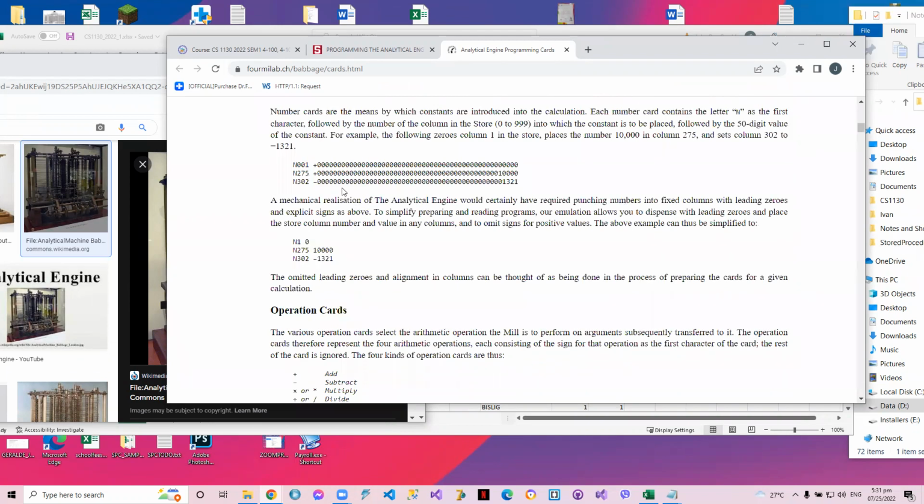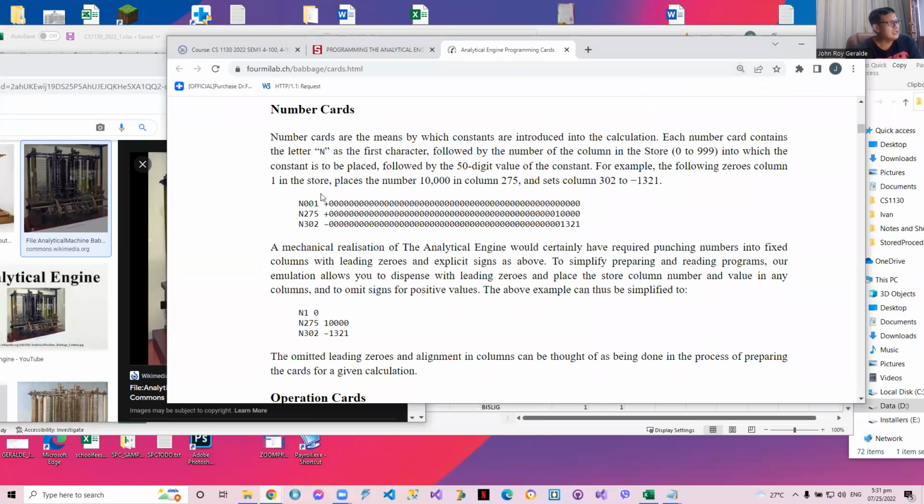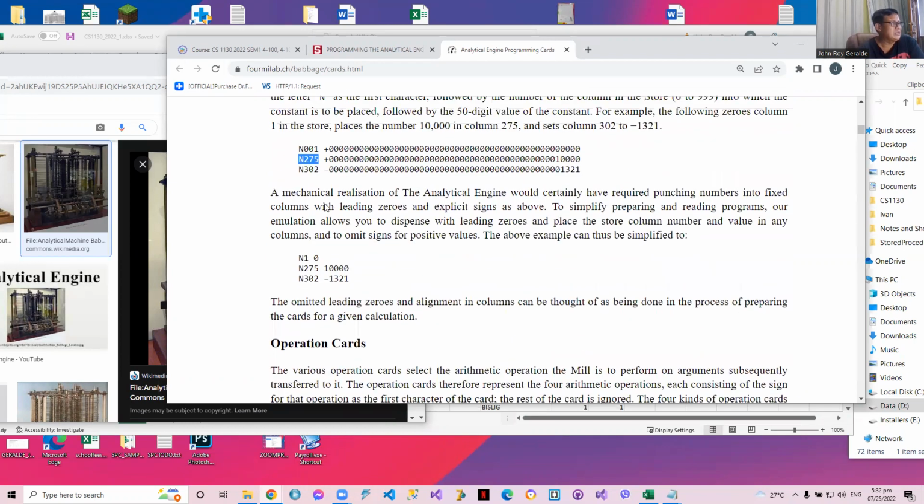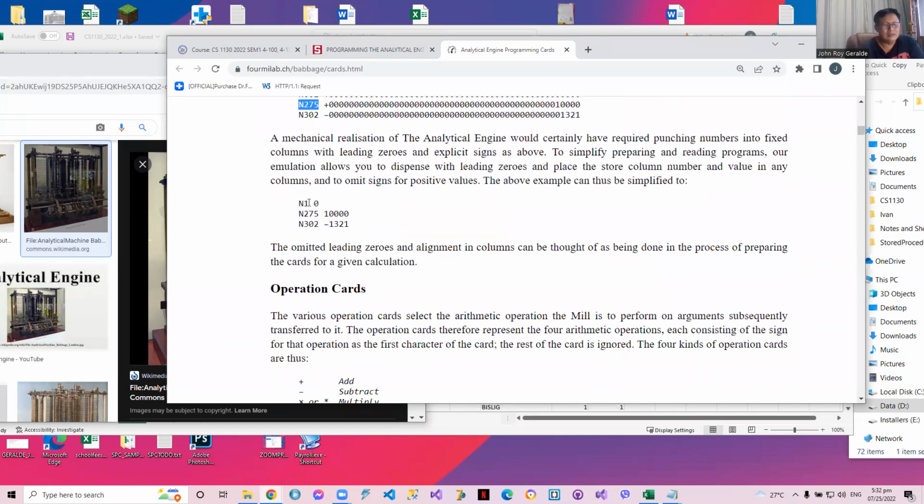So for example, if you have N001, can I enlarge this? N001, this is an assignment statement. N0010 means the variable N001 is assigned a value of 0. Do you follow? And then N275, the variable 275 is assigned a value of 10,000. N302 is assigned a value of negative 1,321. Do you follow? Or like this, N10, which means the second store is assigned a value of 0. Any questions?